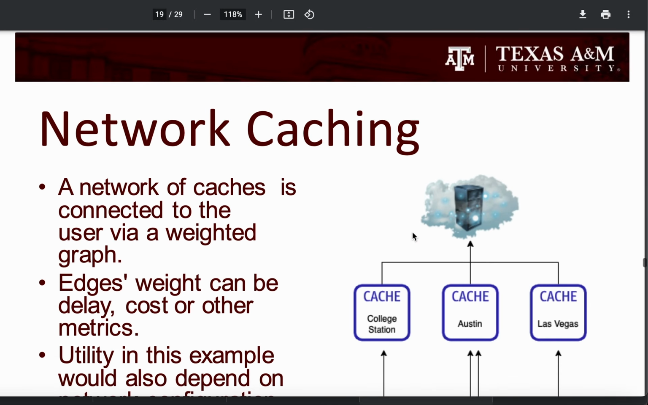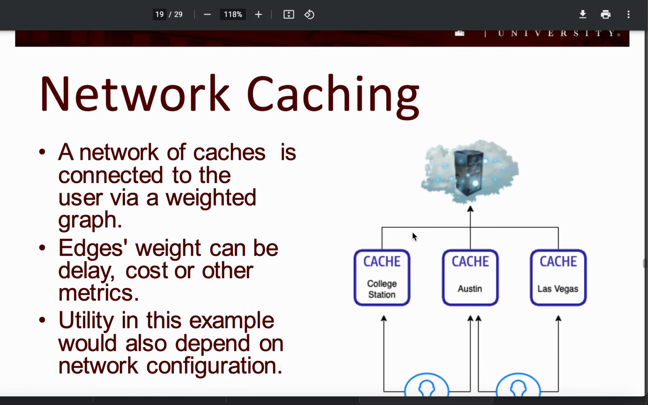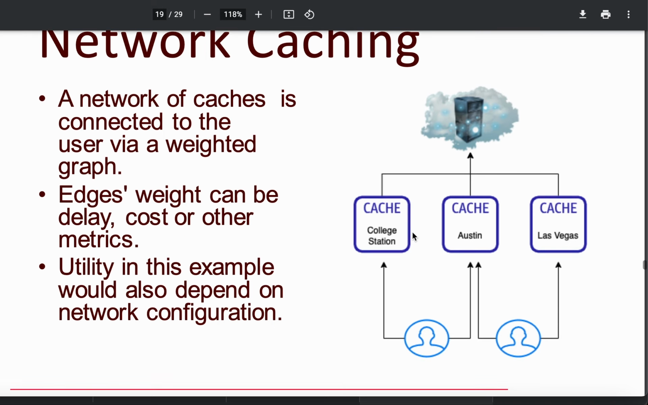Now coming to network caching. In network caching, the previous example we had was just for a single cache. Network caching is when we have a complex network of caches, servers and users. So a lot of things now get introduced into the picture, and this network of caches is represented by a weighted graph. If you think of it, the edge weight can be delay, distance, bandwidth, and so many other things that determine the quality of service.